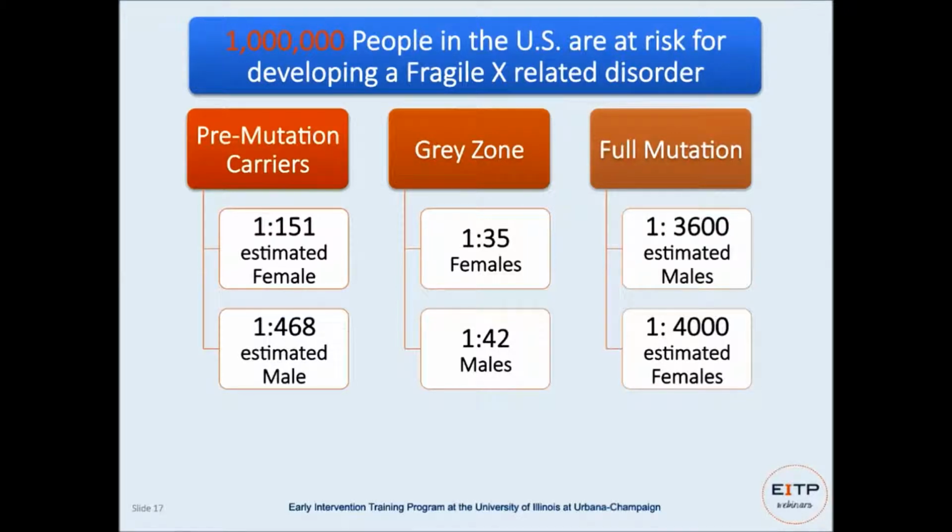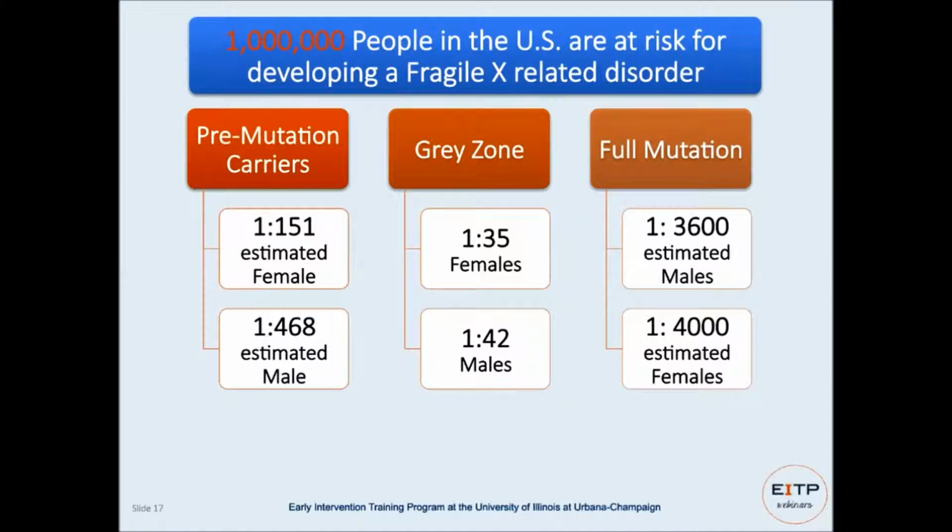The gray zone, this is really something that's kind of on the cusp of where research is moving. They're saying that this gray zone is where your gene is not necessarily normal in that repeat level, but you're not reaching the premutation state. So 1 in every 35 females and 1 in every 42 males. So there's a lot of research that's being done on that.